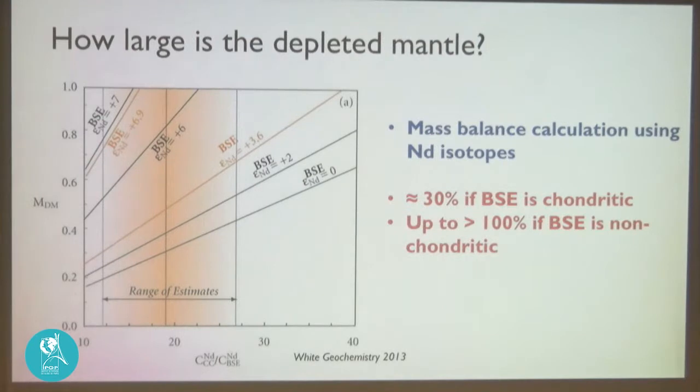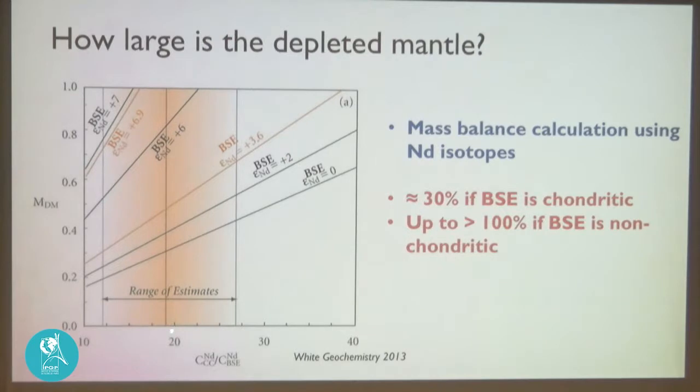So how large is the depleted mantle? This is an approach that's been done by my colleague Bill White, who I was working with in Mainz a long time ago. And he made this estimate, which is basically by looking at the concentration of one element, neodymium, where we have an isotopic constraint, so we can make a mass balance to calculate the mass of the depleted mantle using the isotopic composition.